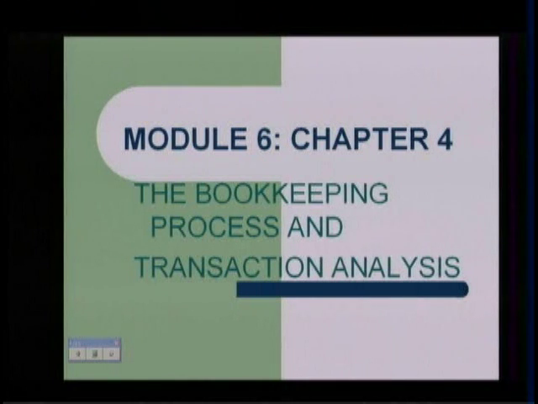Welcome to Module 6 of Accounting 5000. In Module 6 we're going to cover the first part of Chapter 4. In Chapter 4, the first part, we're going to go through the bookkeeping process and look at how the events that we talked about earlier are translated into accounts and finally into financial statements. So let's talk a little bit about the bookkeeping process.